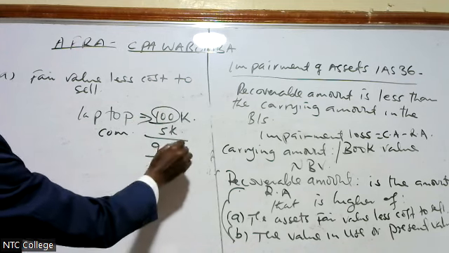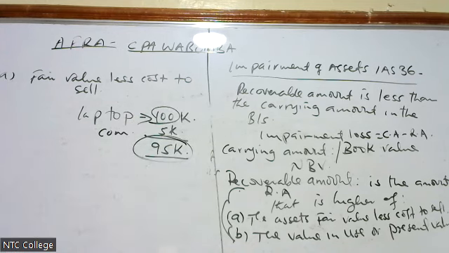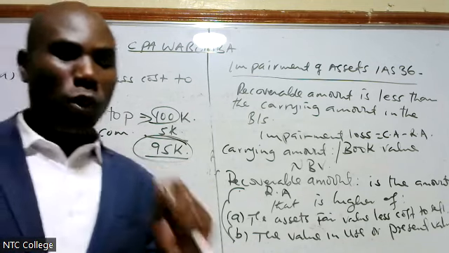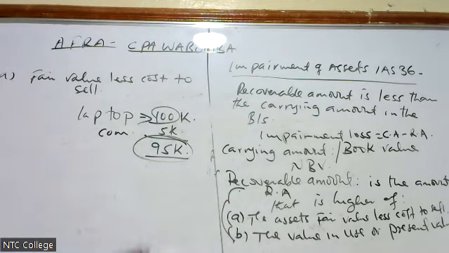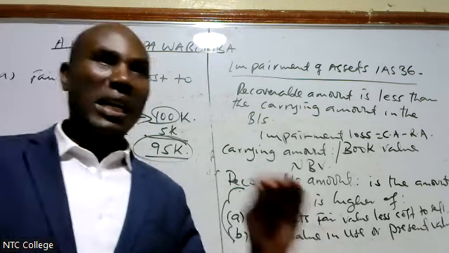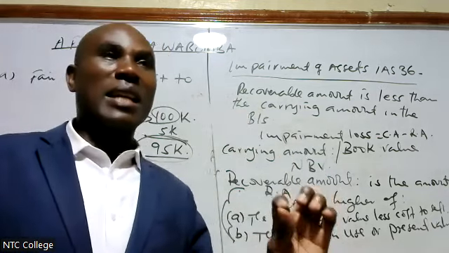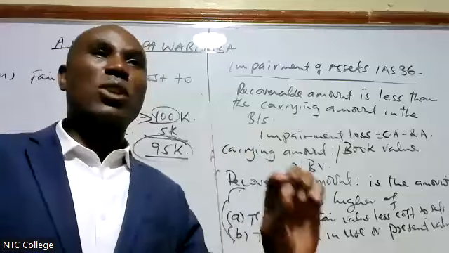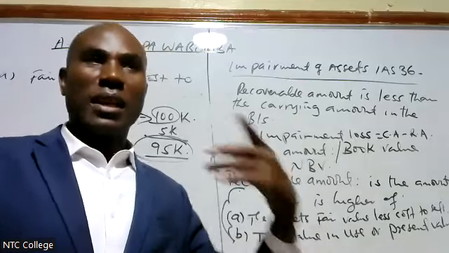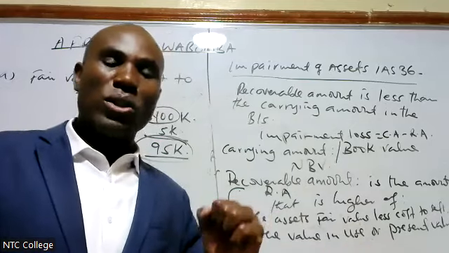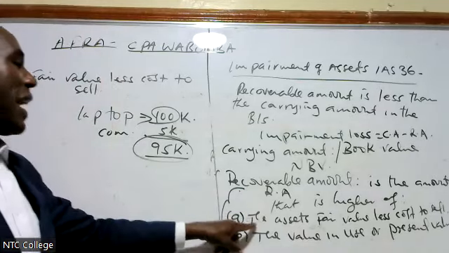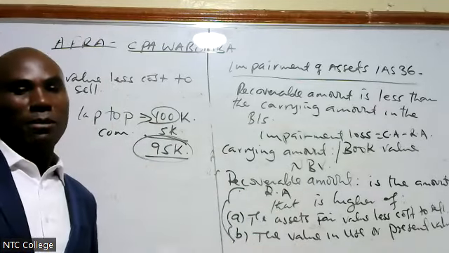100K, but you will report 95K because you paid a commission, a brokerage fee or advertisement fee. Therefore, when we say the asset fair value less cost to sell, you check how much this asset can sell in the market. You can sell at 100, but out of that 100, you are going to subtract any cost that you incur before you sell, like advertisement, transportation, and those costs. You subtract, that's why we are saying the asset fair value less cost to sell.